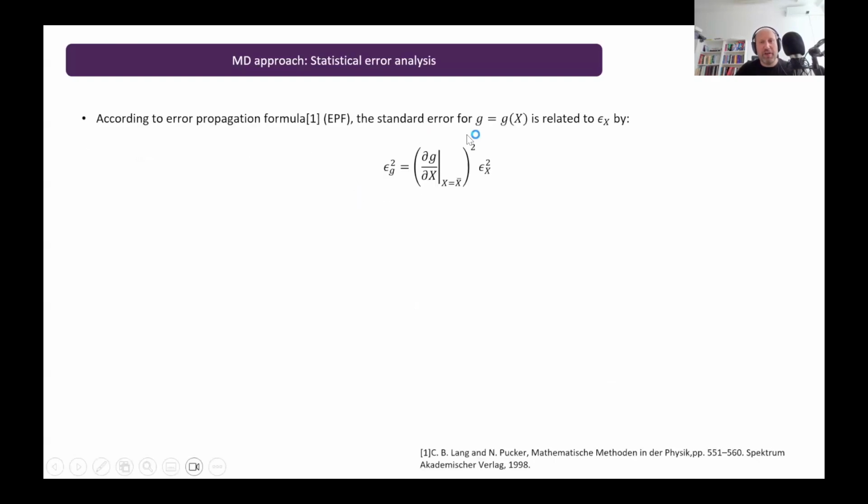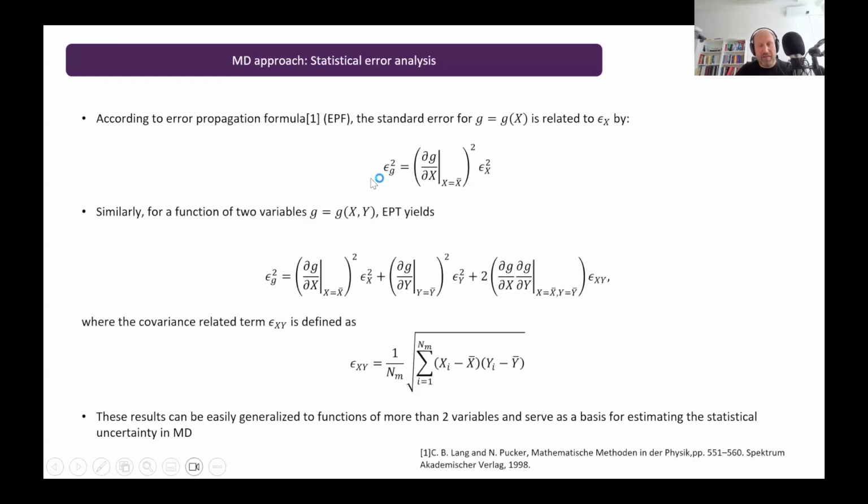Now, what to do in the situation that the quantity of interest is not directly the measured quantity, but rather a function of the measured quantity? So let's say we are interested in quantity G, which is some function of another quantity X, which we measured and which we estimated as some ensemble average. By the error propagation formula, here it is, the standard errors of the two quantities are related, where the proportionality factor depends on the derivative of G with respect to X at the point corresponding to the average value, right?